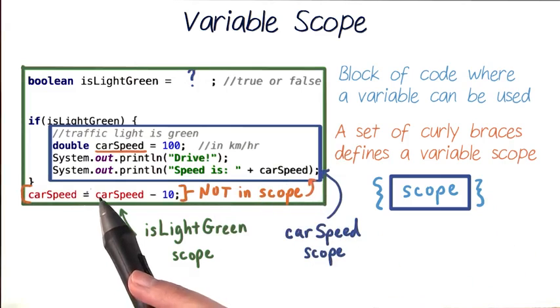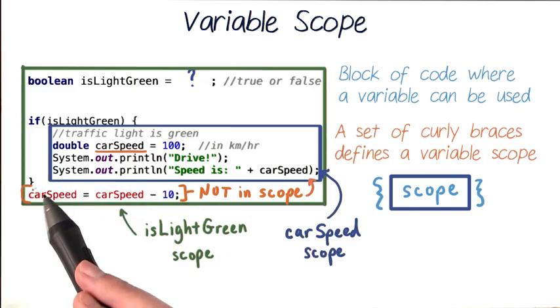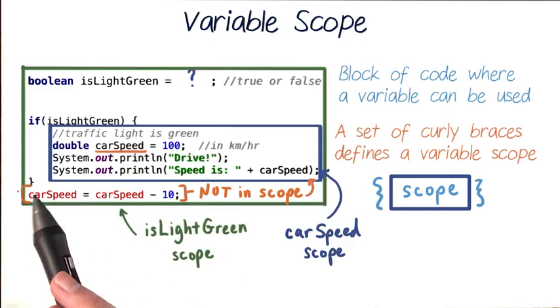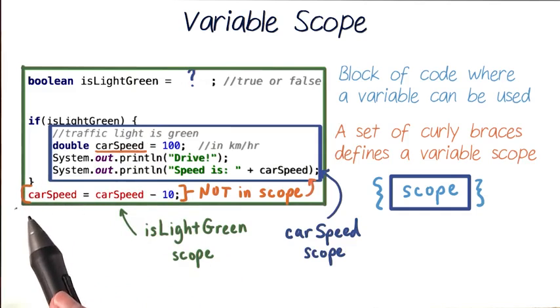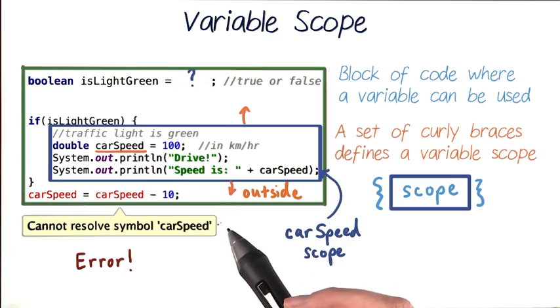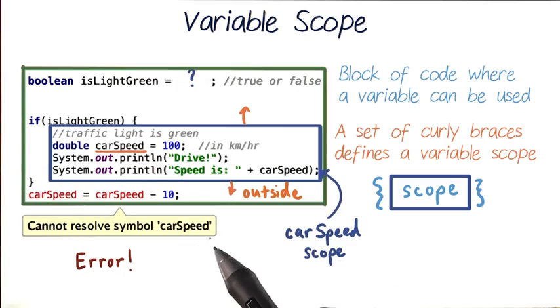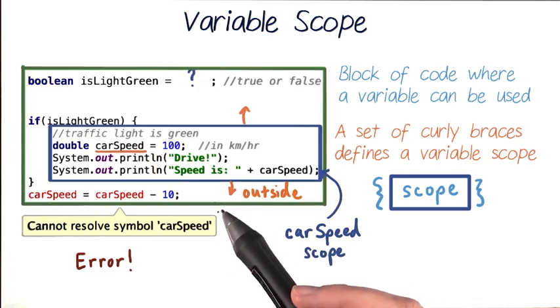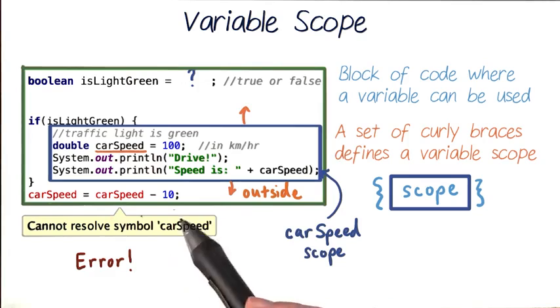But if we try to refer to that variable outside of these curly braces, we can't. Like if after the last curly brace of our if statement, we try to reduce our carSpeed by 10. This will actually cause your computer to generate an error message. And that looks something like this: cannot resolve symbol carSpeed. And we'll learn more about errors later. But just know that this will cause an error because our program can't access the variable carSpeed outside of its scope.